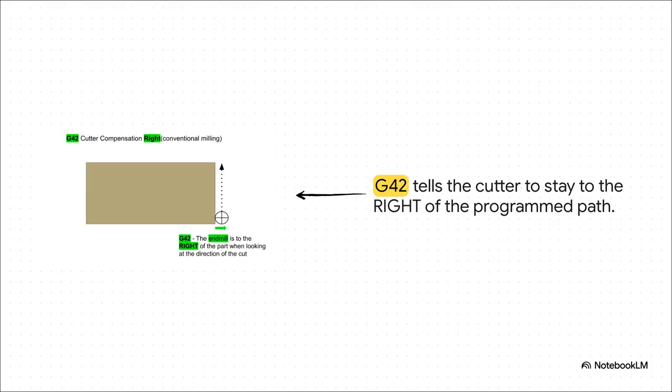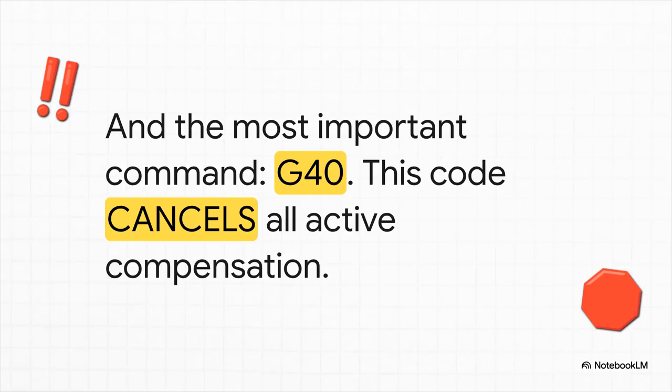And you guessed it, the next one is G42 for cutter compensation right. It's the same exact concept, it just keeps the tool on the right side of the line. This is the one you'll often see used for conventional milling. Okay, and this one is maybe the most important of all. G40. This is the cancel command. You have to use G40 to turn compensation off. I'm serious, forgetting this can lead to some really weird, unexpected, and sometimes dangerous machine movements. So rule number one, always cancel your compensation.